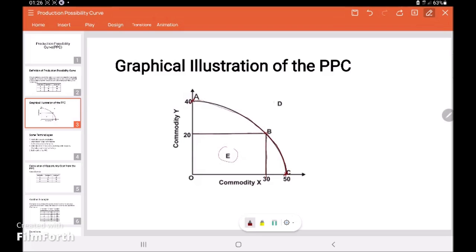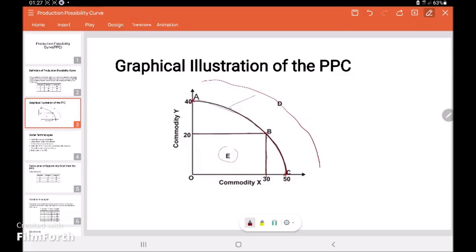So for you to be able to attain the unattainable output combination, you must improve upon your resources, or you must discover more resources, or look for more resources in the form of money, time, or any other form of resources. And then you must also improve upon your technology. When you are able to do this, then the production possibility curve will shift bodily to the right. So then you see that the production possibility curve will come and pass through point D here. So then point D will be lying on the new production possibility curve.